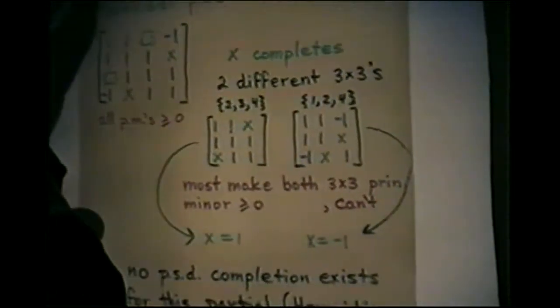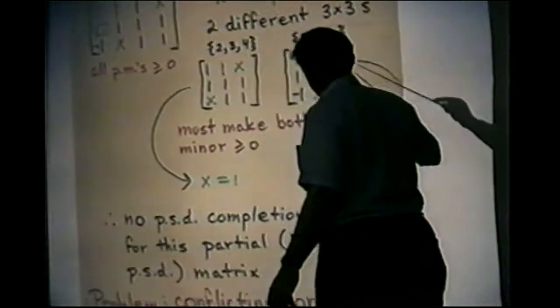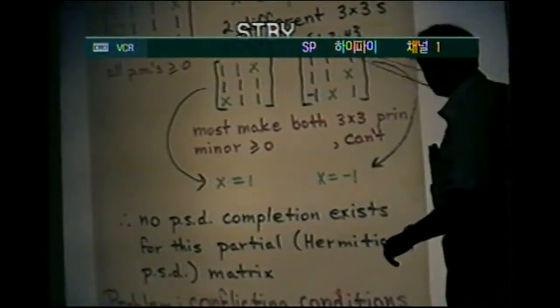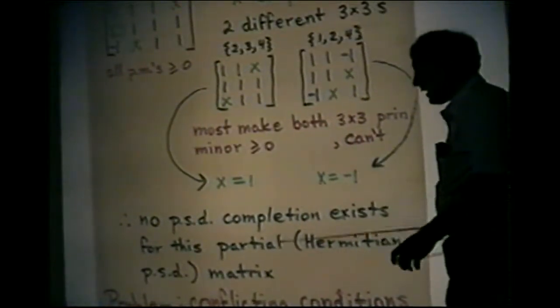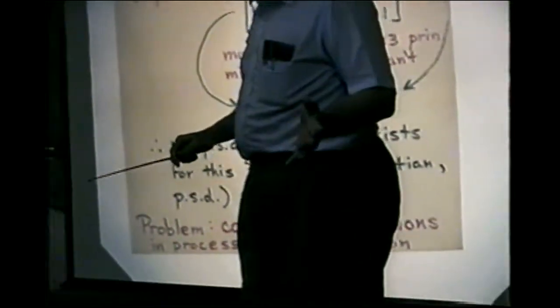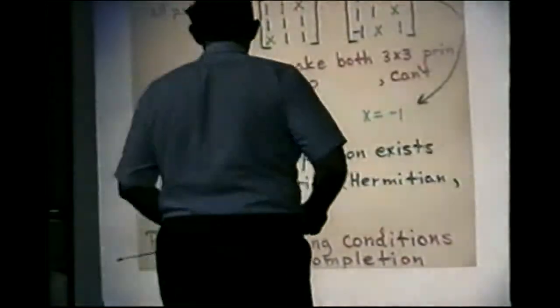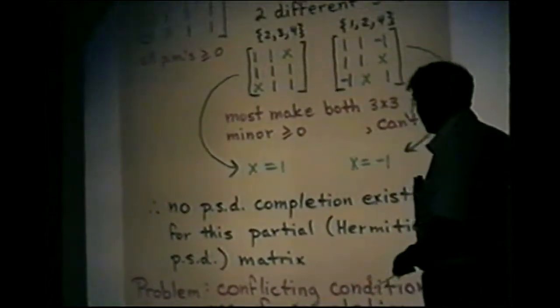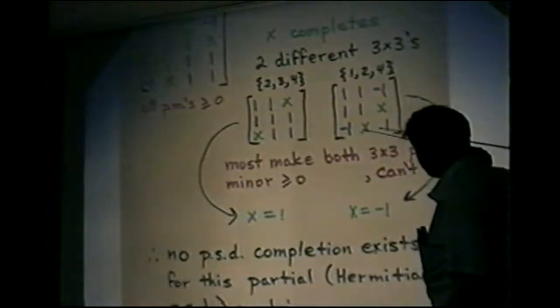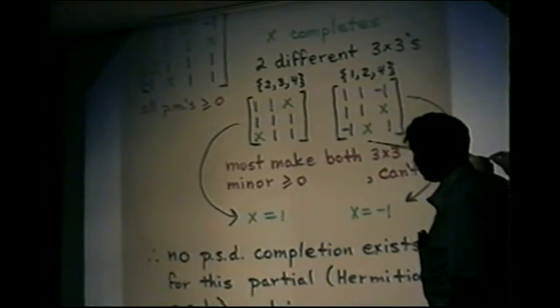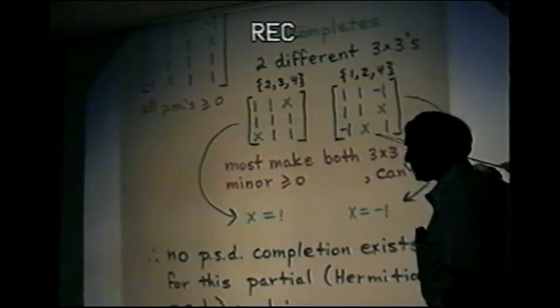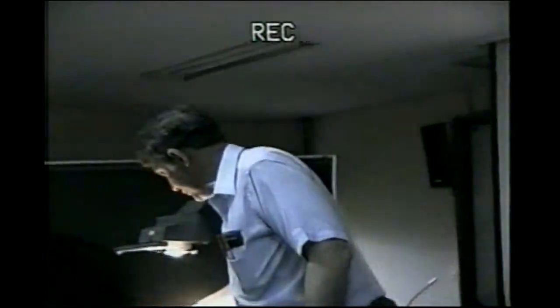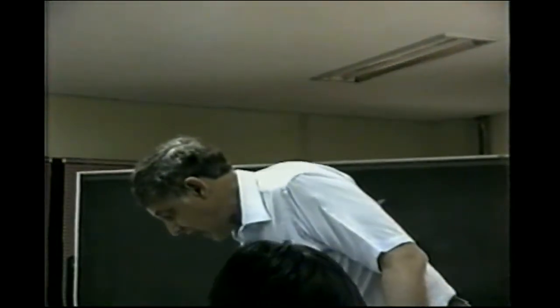And in order to be positive semi-definite, I have to choose a value for x that makes both of these positive semi-definite. And in this case, x has to be minus 1 in order to be positive semi-definite. And despite all the wonders of modern mathematics, I can't do both of those things at the same time. And so I conclude that there's no positive semi-definite completion of the original partial positive semi-definite matrix. And you can see that the difficulty here lay in the conflict between these two different principal submatrices that x completes. Okay? So somehow there's a conflict inherent in this arrangement of entries that was not inherent in other arrangements of entries.